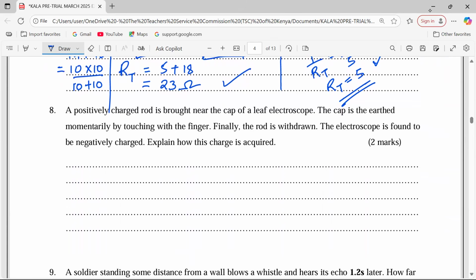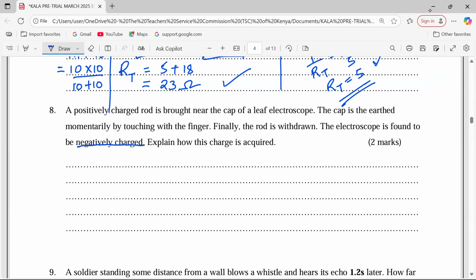A very interesting question in number 8. A positively charged rod is brought near the cap of a leaf electroscope. The cap is earthed momentarily by touching with the finger. Finally, the rod is withdrawn. The electroscope is found to be negatively charged. Explain how this charge is acquired.